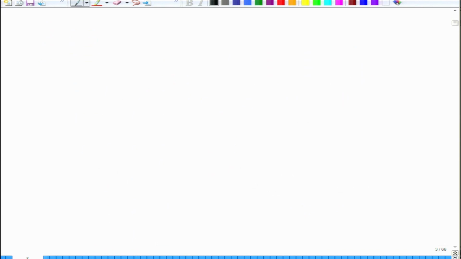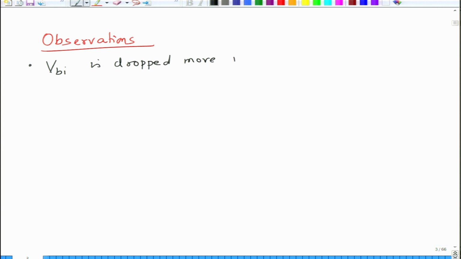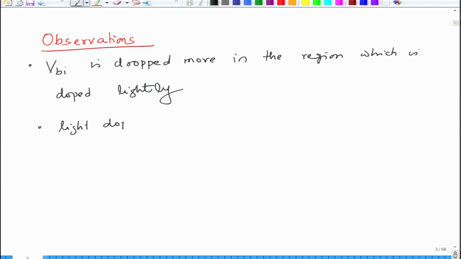So, essentially, you can say the observation is: one, the built-in potential is dropped more in the region which is doped lightly, and light doping will mean a wide depletion region. Okay. So, let me see what we make out of it.